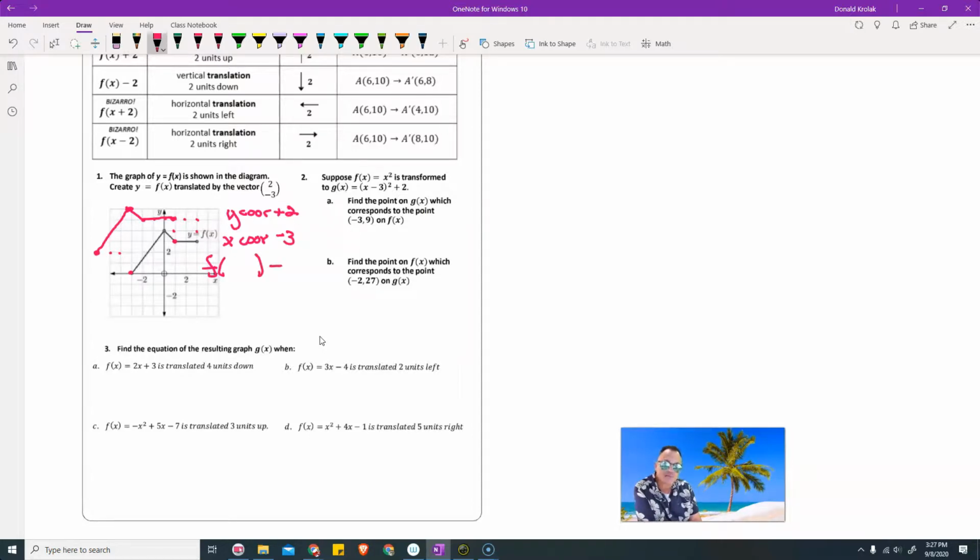it went 2 up, so that's positive 2. Now remember, it went to the left 3. So I got to write that in Bizarro world. That would be plus 3. Three left is written as x plus 3.